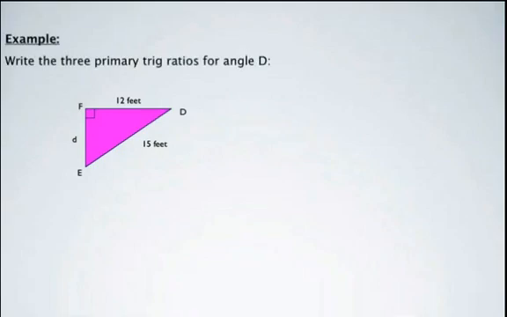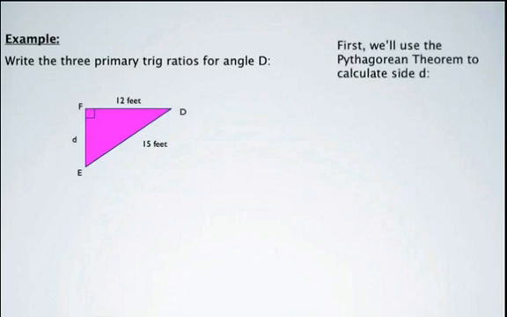Now for this question, we're asked to write the three primary trig ratios for angle D. One of the things is that we have to use the Pythagorean theorem because we have two sides of our right angle triangle and we're missing the third side. So to find the side length for side D, we have to use the Pythagorean theorem, which is c squared equals a squared plus b squared.